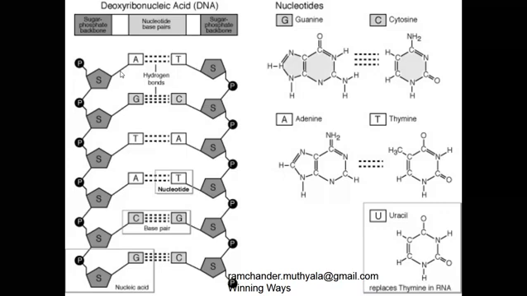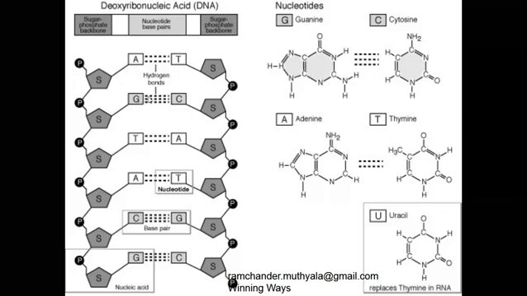The glycosidic bonds are again divided into two types: the C1N9 glycosidic bond and the C1N1 glycosidic bond. C1N9 means if the sugar molecule is connected with a purine, the glycosidic bond is called the C1N9 glycosidic bond. If the sugar molecule is connected with a pyrimidine, the glycosidic bond is called the C1N1 glycosidic bond.